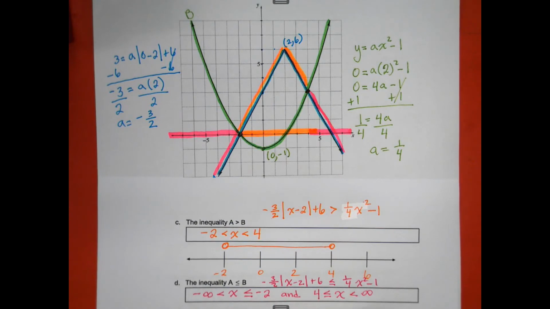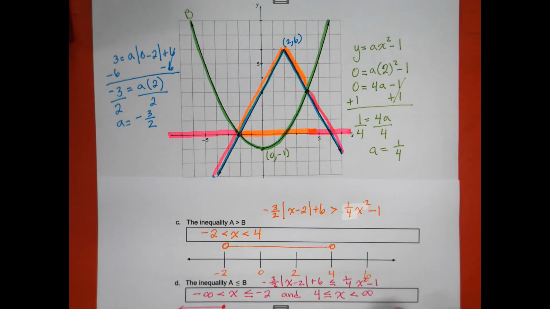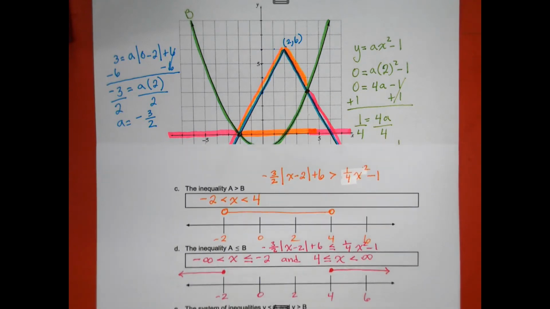On our number line, we would have a closed circle at -2, and the line goes to the left. And then at 4, we would have a closed circle, and our line would go to the right.